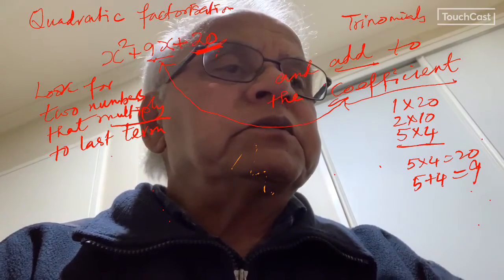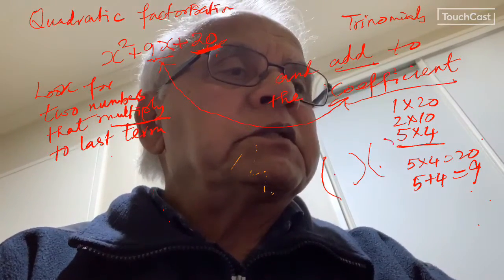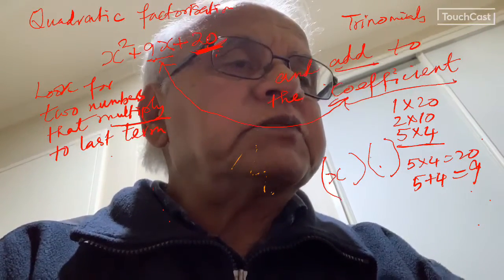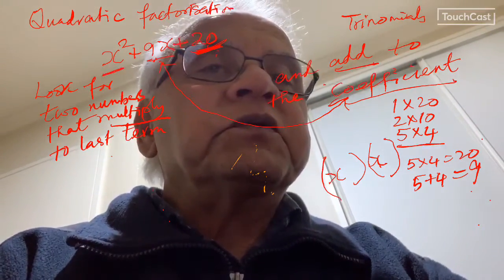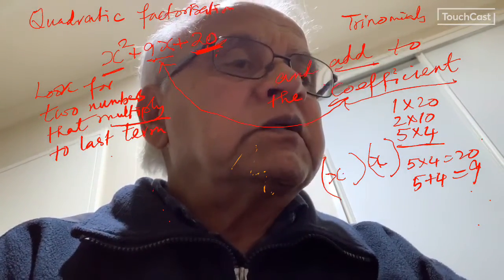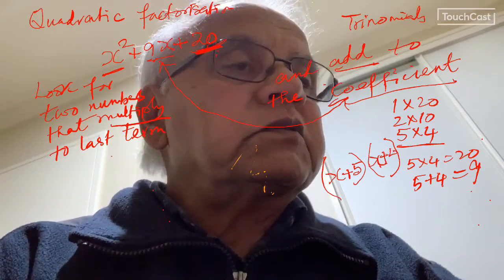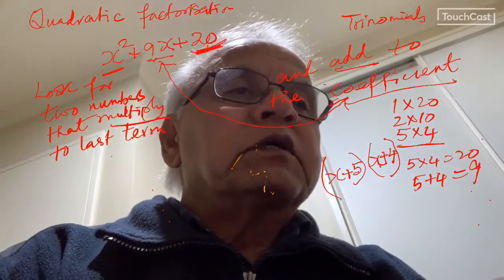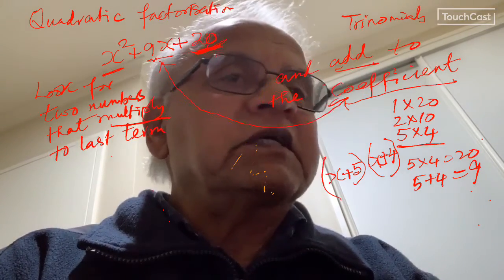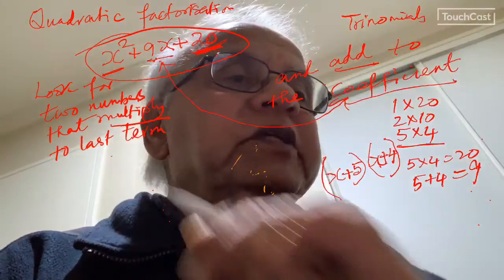So we put it within two brackets. X times x will give you the first term, and one of the factors will be 5, another one will be 4. Well, we can expand it to see whether it returns the same expression.